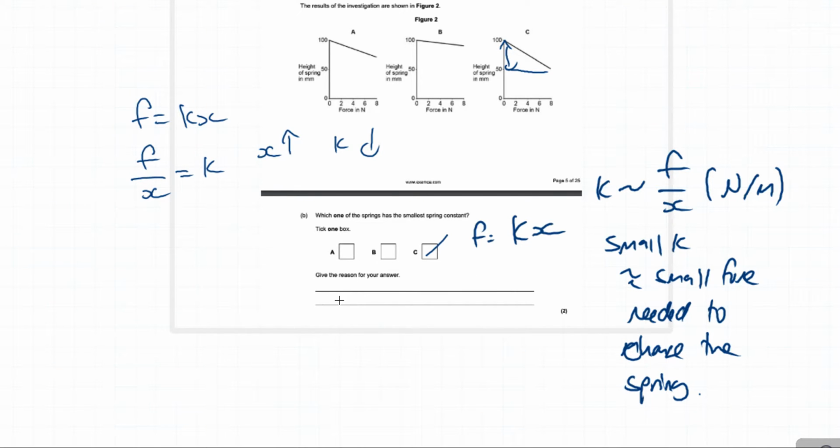So, give a reason for your answer. We can see that it requires the smallest force, or the most extension seen. So you can have two really ways: the biggest extension seen when a force is applied. Remember, extension could also mean basically the biggest change that we see. So yeah, that gives you your answer to this one.